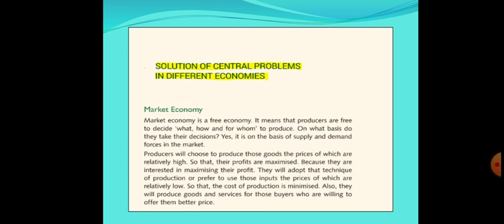The second problem of how to produce will be decided on the basis of cost minimization. That is, that technology will be employed which is relatively cheap in production of commodities. For whom to produce? This problem will be decided by the private sector again on the basis of profit, that is, affordability of the consumers.